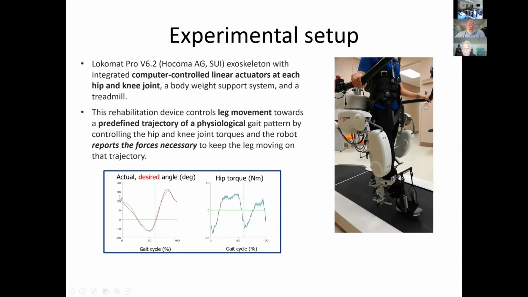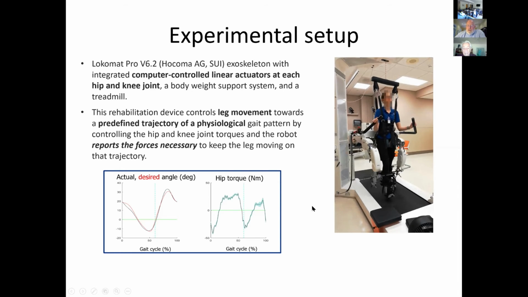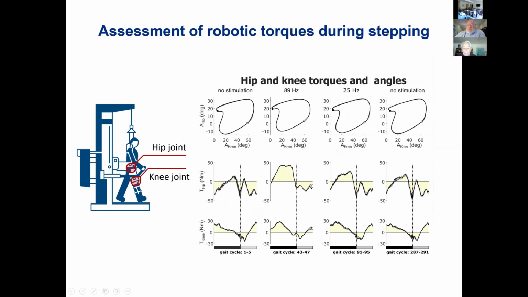But what you can see down here is as the person is stepping, the actual angle that was recorded and the desired angle that was programmed in the device are very, very close. So the device is keeping the leg movement rather good, even with some slop between the cuffs and the robotic arms. And we can measure what those forces look like at the hip and at the knee during that stepping. So it's really the fact that the robot is a recording device that we've used instead of video or relying entirely on electromyography. So here's an example of an individual with no stimulation, 89 hertz, 25 hertz, and then no stimulation again.